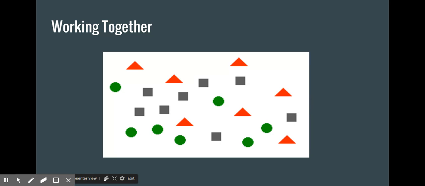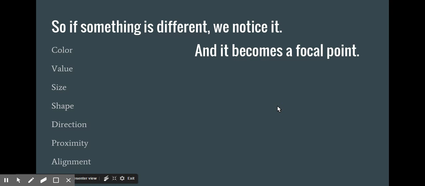All of these things can work together. So we may see the red triangles as one group, the green circles together as another group, and then the gray squares as a third group, even though they are randomly distributed against the background. So, because our brains look for things that are similar to each other, when something is different, we notice it right away. It becomes a focal point.